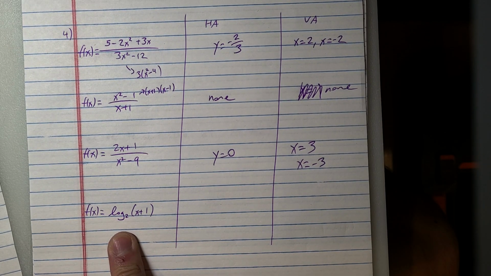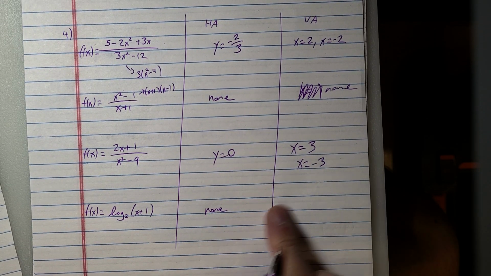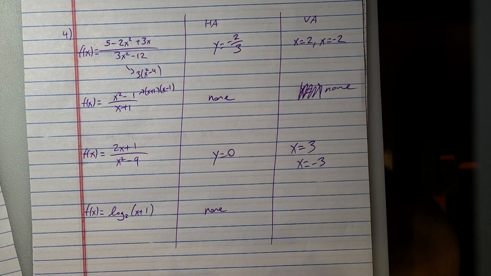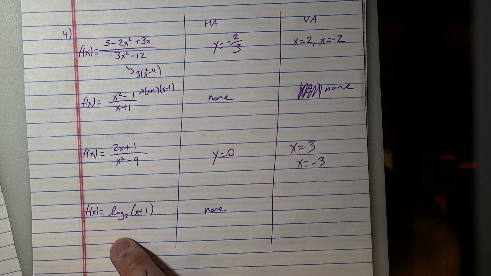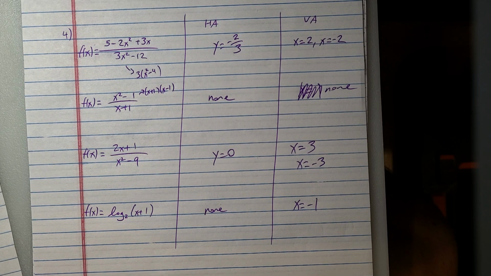This one, log base 2 of x plus 1. We know the log does not have any horizontal asymptote. We know the log does have a vertical asymptote. The log of x would be at x equals 0. This guy is shifted to the left by 1, so at x equals minus 1, there's a vertical asymptote.